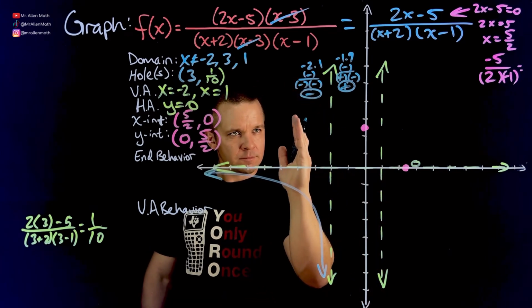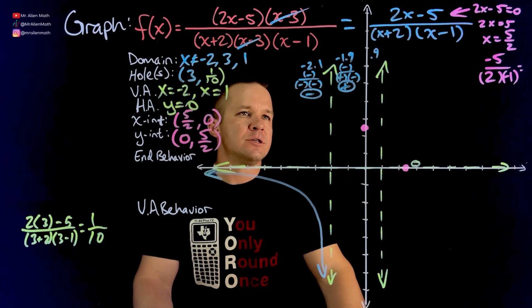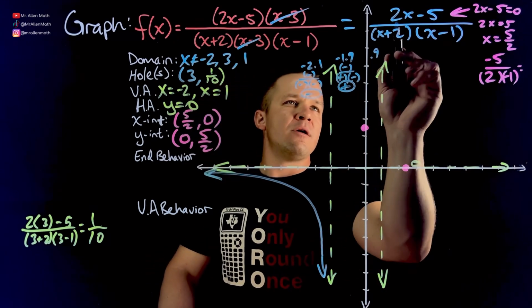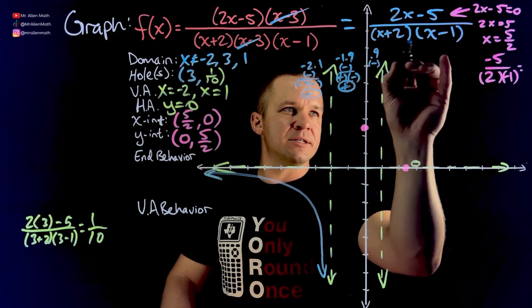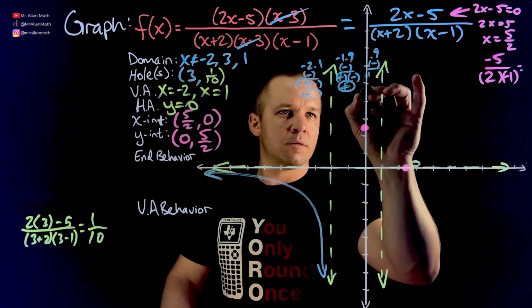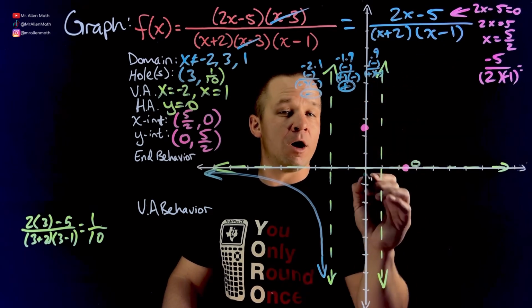1 to the left of that is 0.9. Let's test the 0.9, okay? So the 0.9, if I plug that in, this is still going to be negative in the numerator. Right here is going to be positive. But here is going to be negative. So overall, it's positive.